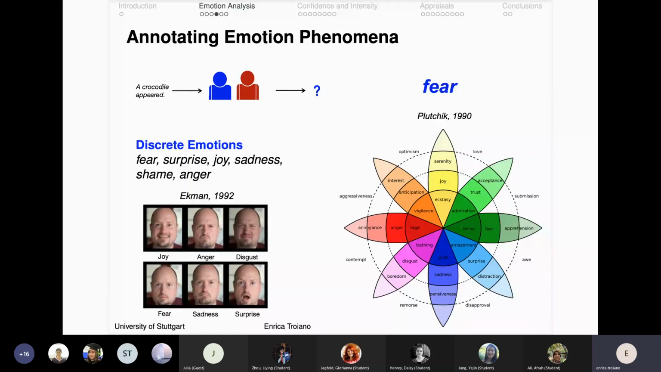However, we can also use richer and more structured emotion inventories. For instance, we can use Plutchik's wheel, in which we have emotions at different intensities, like serenity, joy, and ecstasy. We also have emotion mixtures, for instance, love, which is a compound of joy and trust. And emotions are organized according to opposite pairs. For instance, joy is at the extreme opposite of sadness.